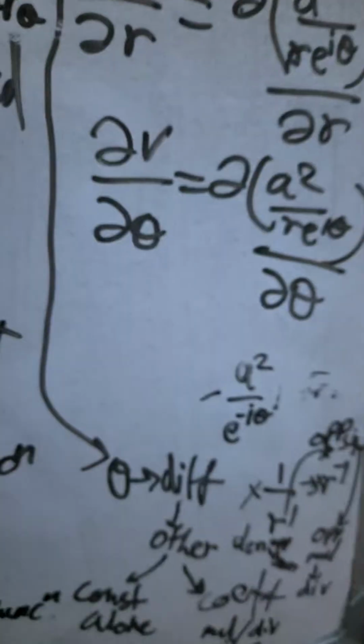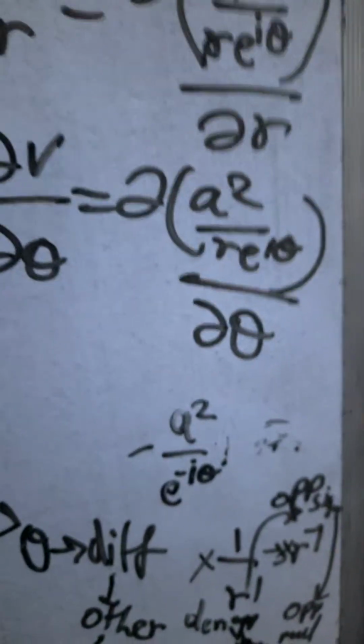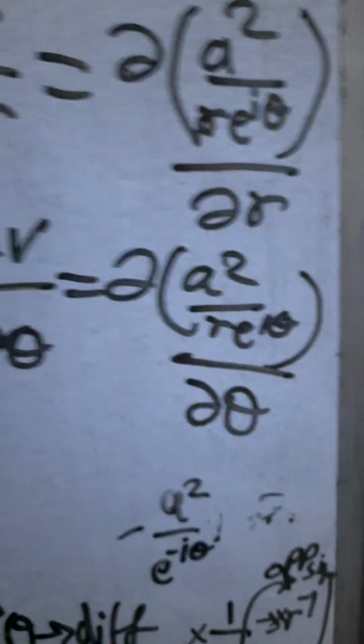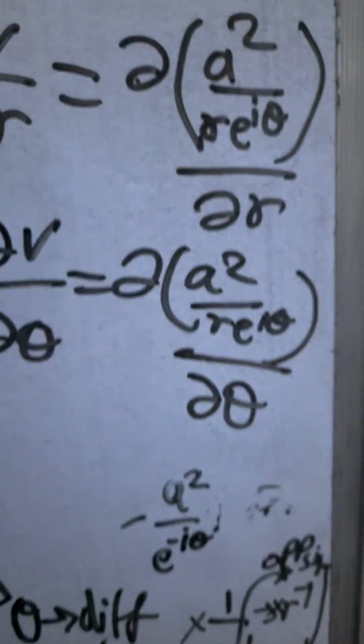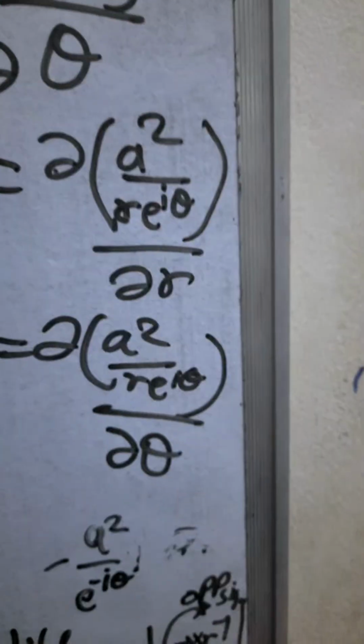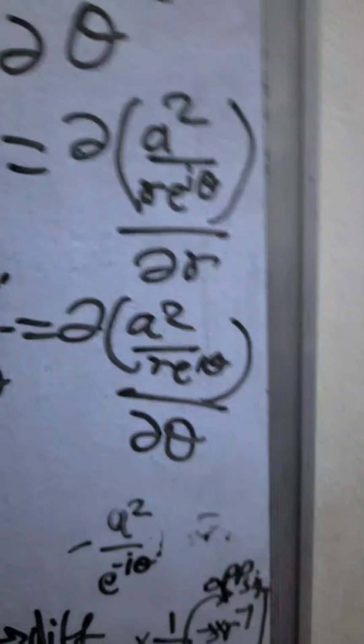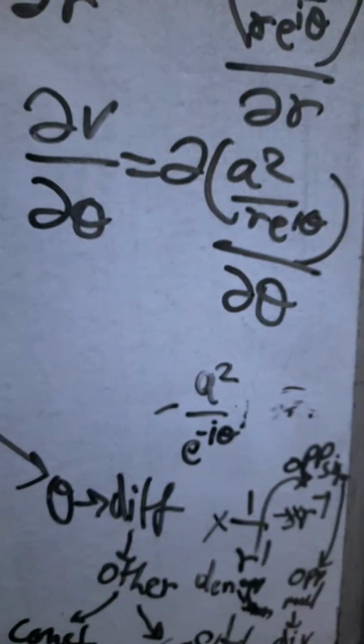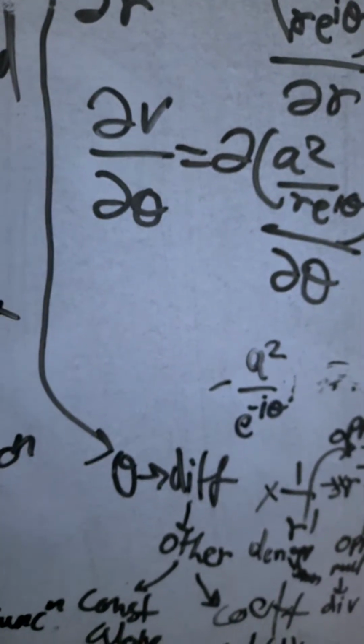Now del v by del theta we have to do, which is a square by r e raised to i theta. So now the theta term we have to prioritize. Like I told you, only theta gets differentiated, others are constant if alone and coefficient if multiplied with theta terms. So a and r are different from theta, they are not alone, so not constant, and they are coefficient because they are multiplied with e raised to i theta. E raised to i theta is the theta term because there is theta. Now what we do is here.